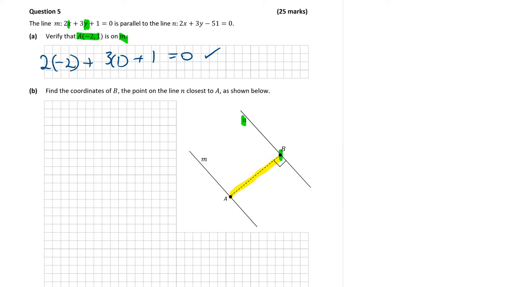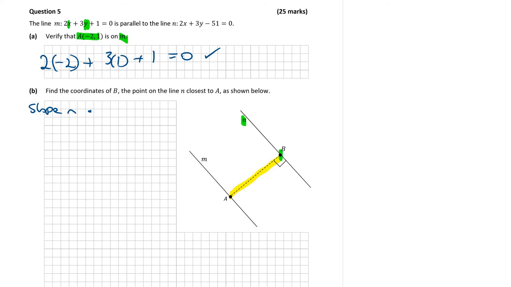I'm going to try and find the equation of AB, and I can do that because it's perpendicular to N, so the slope will be perpendicular to the slope of N, and I already have a point on the line AB. I've got the point A. So the first thing we need to do is find the slope of N.